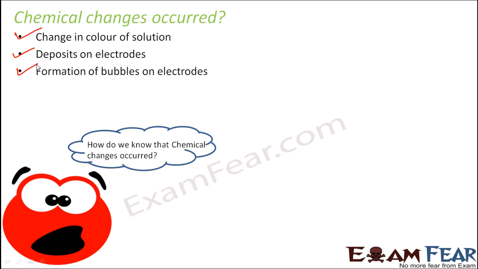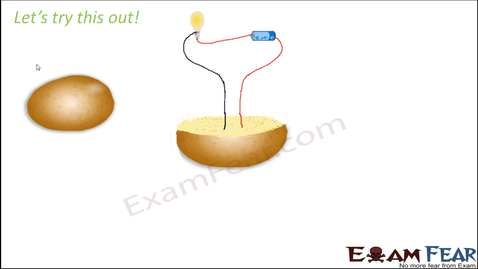If you want to perform a small experiment and check it for yourself, you can try this out. We call this the potato experiment. All you need for this experiment is a potato. Take a potato, cut it into two halves, and on one half you put your tester, the same setup, a small bulb along with a battery. You insert the free ends of your tester inside this potato.